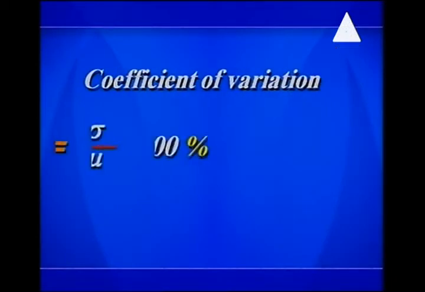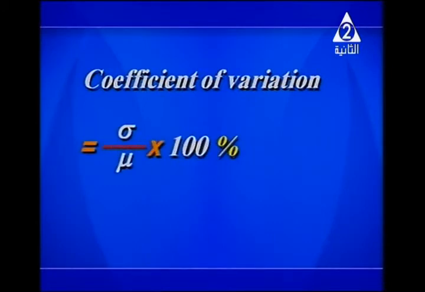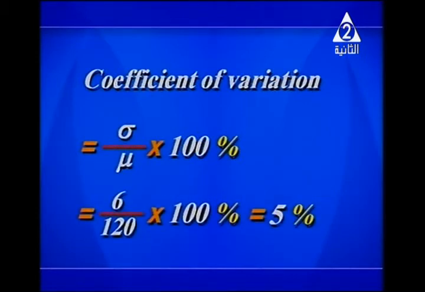The coefficient of variation, dear student, equals sigma over mu times 100%. What is sigma? The standard deviation. What is mu? The arithmetic mean. Then by substitution from the given, the answer is 6 over 120 times 100%, which equals 5%.